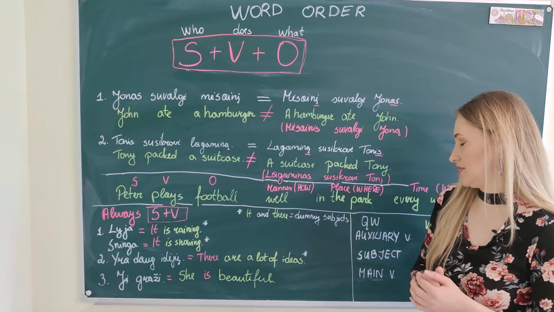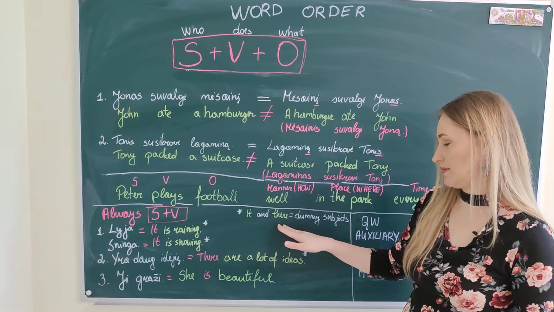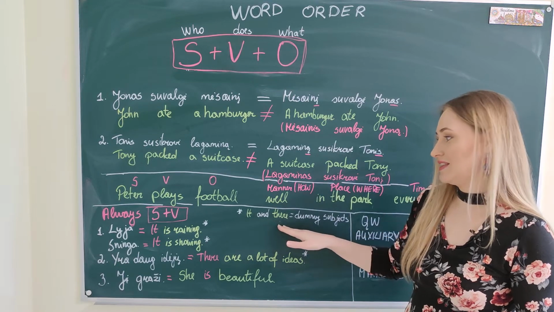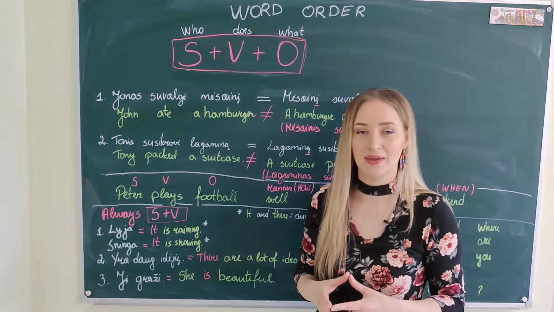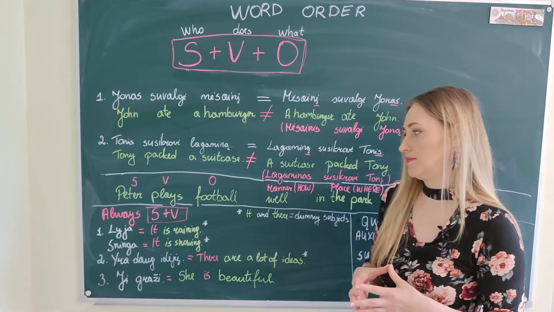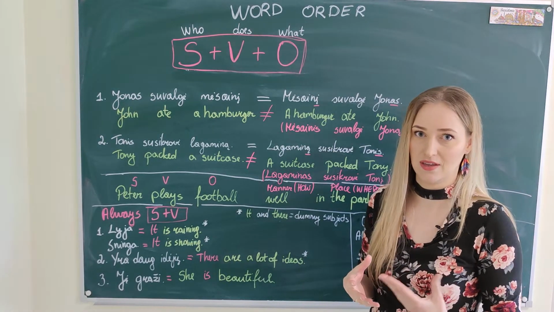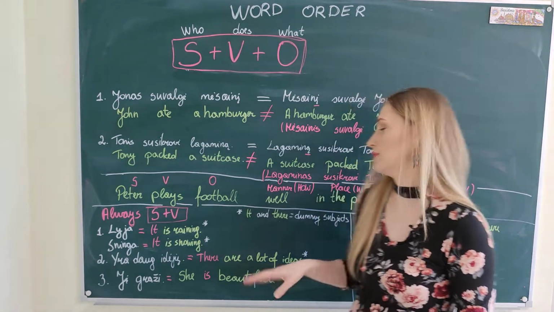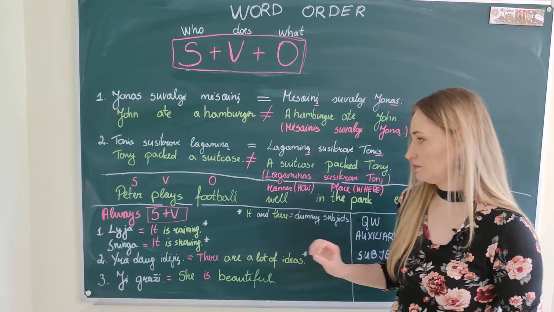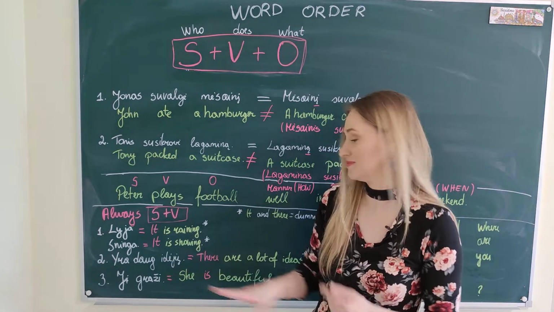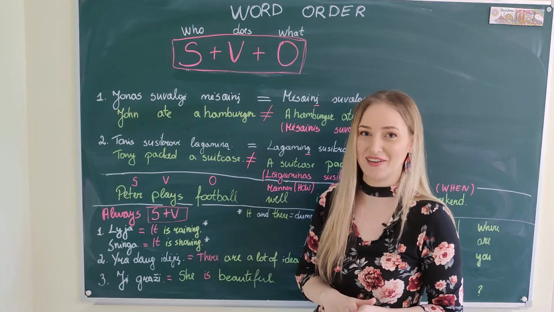There are two dummy subjects in the English language, it and there. What are dummy subjects? These are two words, it and there, which do not convey a meaning in a sentence, but only fill the space of a subject. So when we do not have a person or a thing performing the action, we will use a dummy subject. For example, sninga. "Is snowing?" No. "It is snowing." Yes, it's correct.